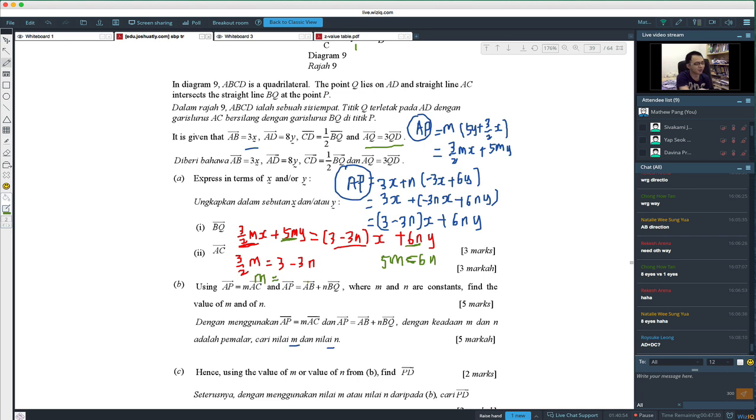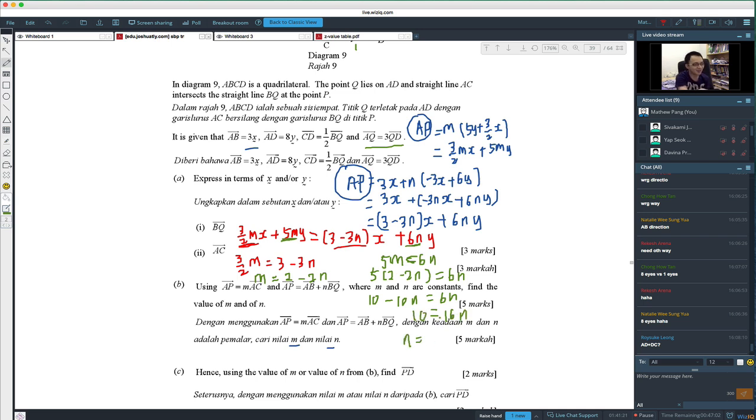Okay, you just move the 2 over 3 to the other side, you will get this answer. So I will substitute my n here. So 5 times (2 minus 2n) equals 6n. So 10 minus 10n equals 6n. The value is very weird. This is 16n equals 10. Still okay, if like that. 16n equals 10, n equals 10 over 16, which is 5 over 8.